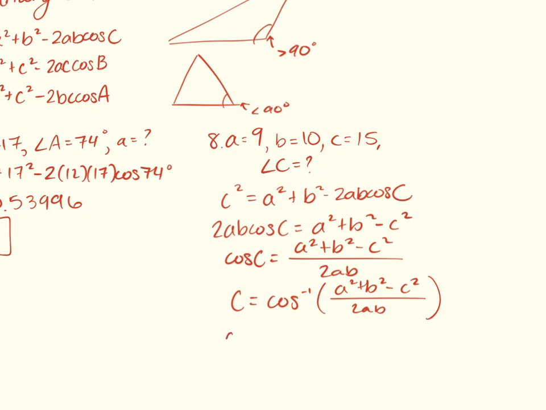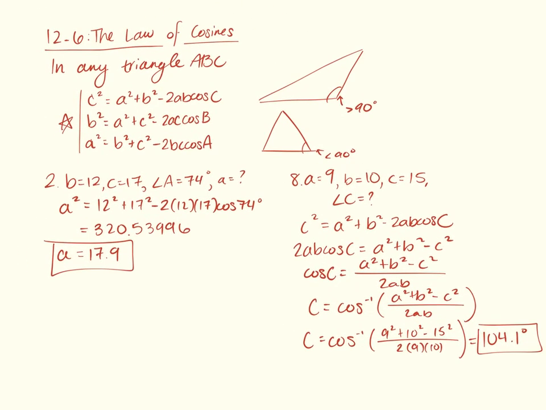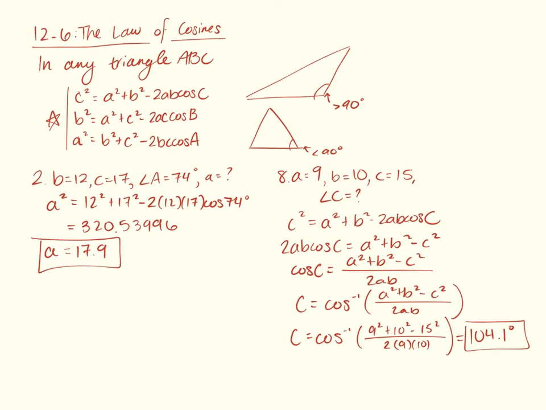So I'm going to plug in my values for A, B, and C. We've got 9 squared plus 10 squared minus 15 squared over 2 times 9 times 10. And this is going to be equal to, when I plug everything into the calculator, 104.1 degrees for C. And that's it. So if you're wondering about your homework, since you will be allowed calculators on your quizzes, you just need to show me this setup here and all the work leading up to this setup, and then plug it into your calculator to get the answer.